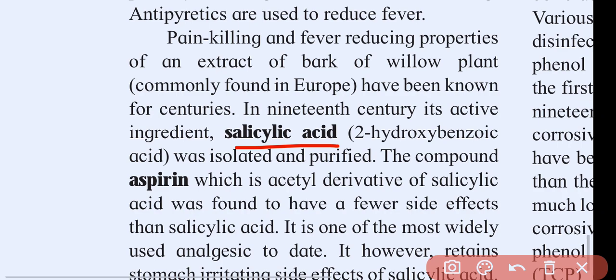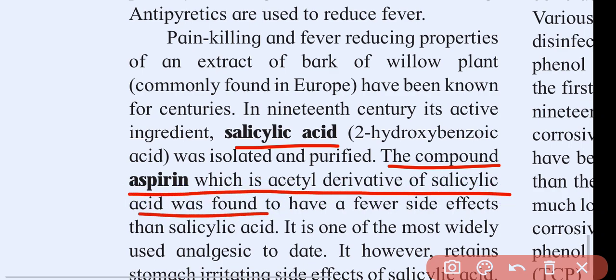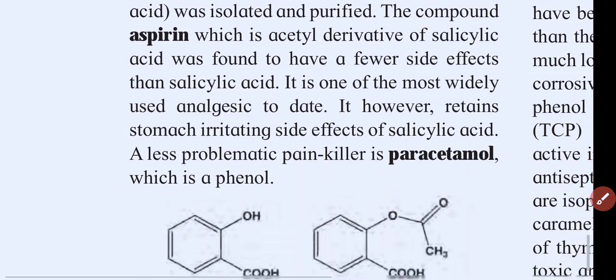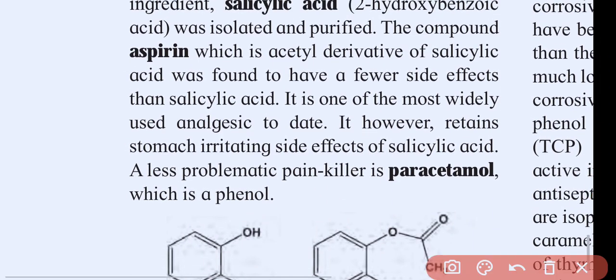Now see, salicylic acid. Salicylic acid is used as a painkiller, because it has pain killing and fever reducing properties. The compound aspirin is a derivative of salicylic acid and has fewer side effects than salicylic acid. It is one of the widely used analgesics. However, it remains stomach irritating, a side effect of salicylic acid.